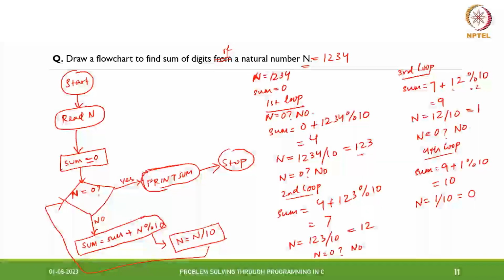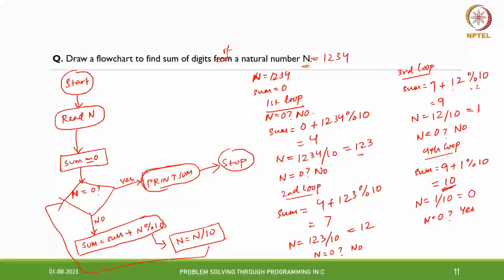It's no more a natural number. So now we check n equals 0. Yes, it is now 0. Okay, so n becomes 0. So next, we move to the yes route here, and what does that do? It prints the sum. So what is the sum now? The sum is 10. So it prints 10.